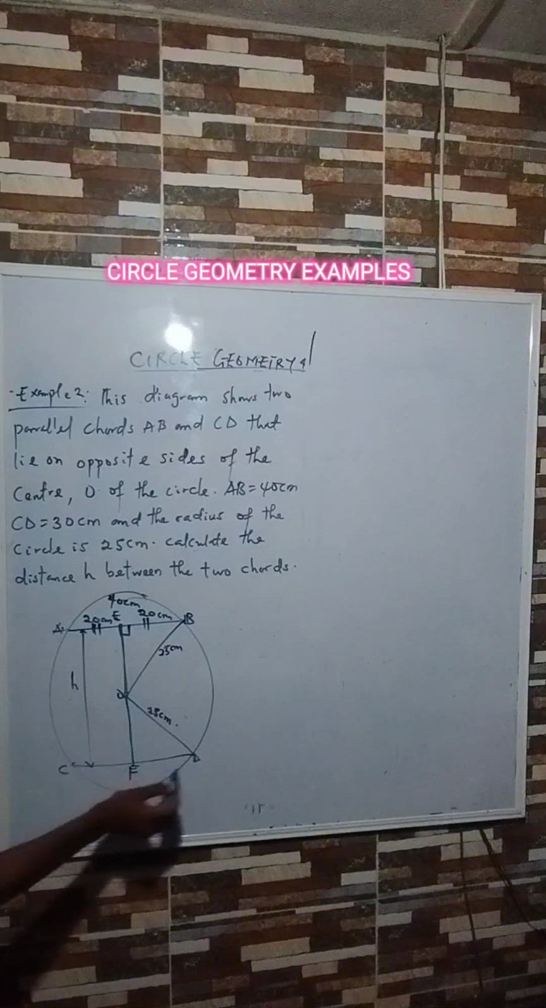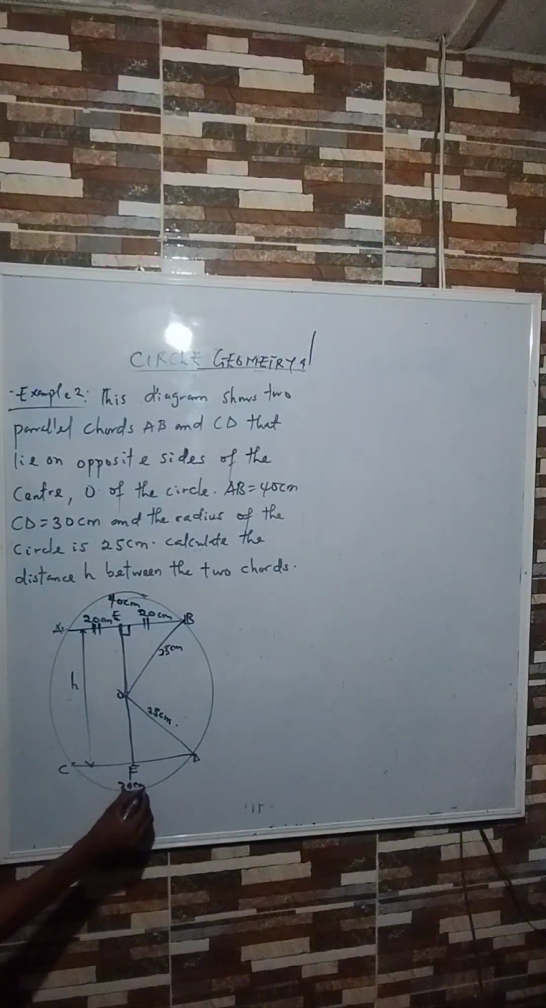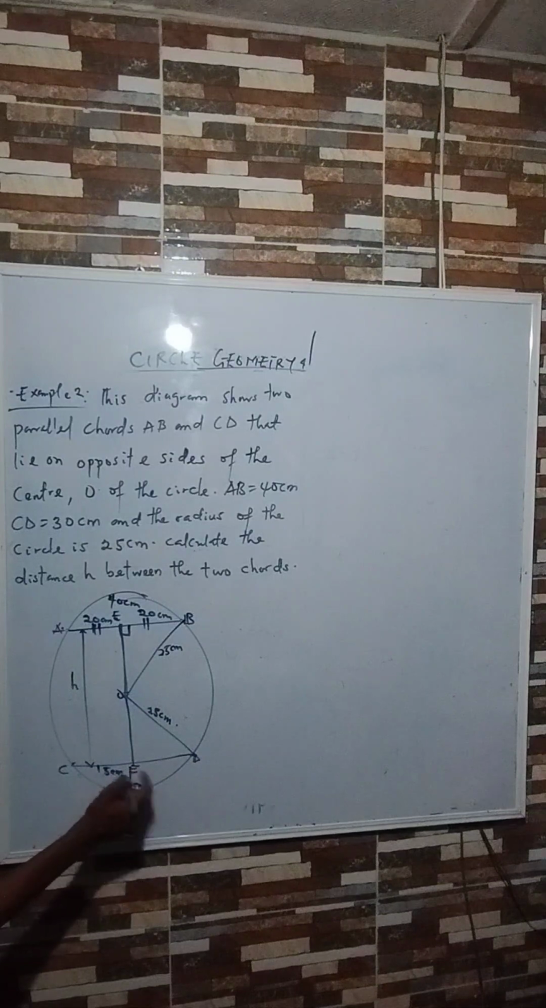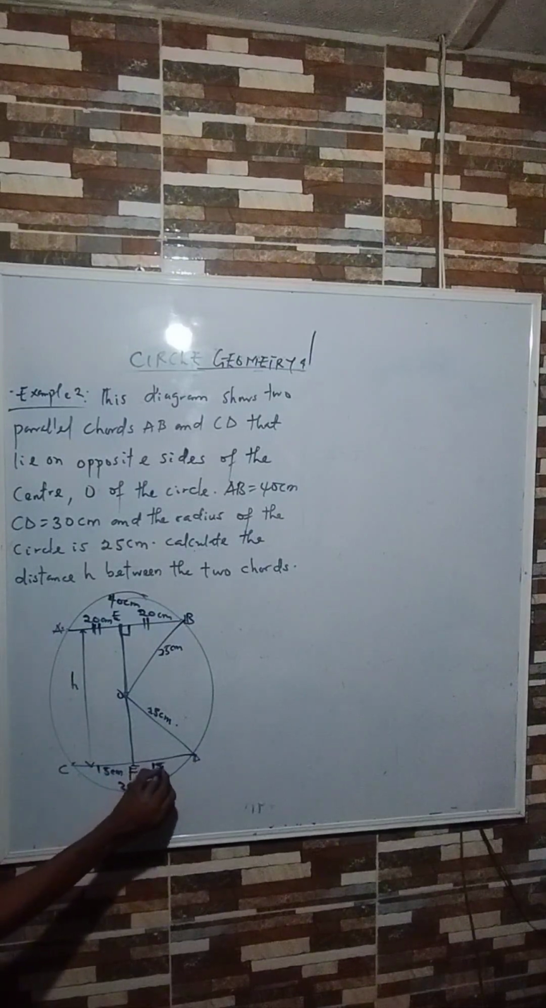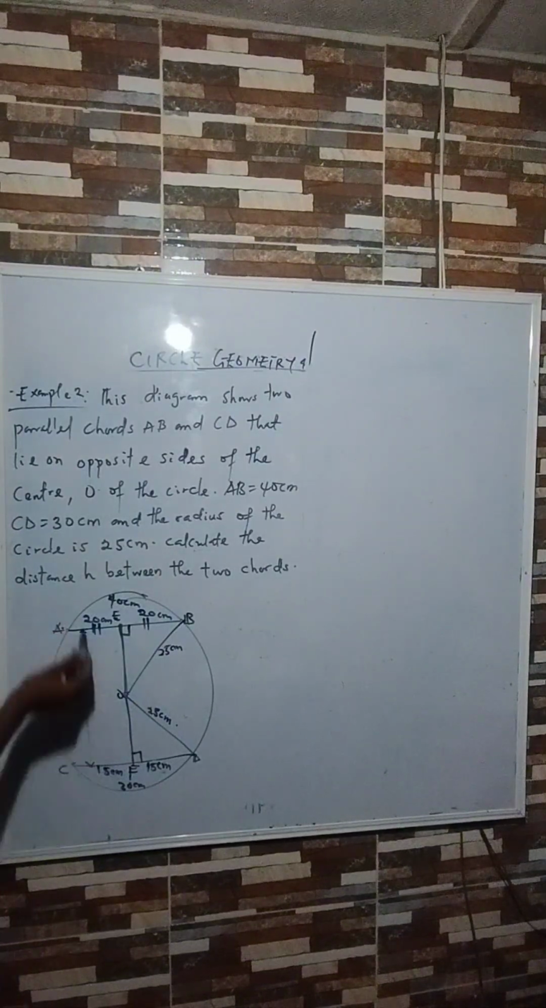Now, in that case, CD is 30. The distance from here to here is 30. So here is 30 centimeter, knowing fully well that our CF will take 15 centimeter and our DF will also take 15 centimeter. So now the question is this: we have to calculate the distance H.